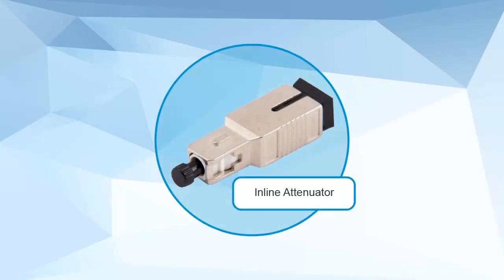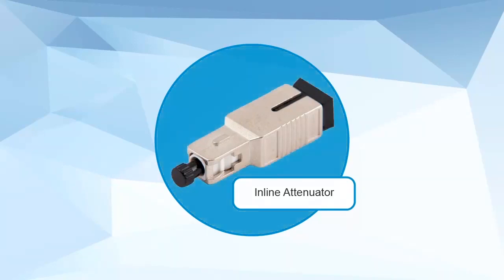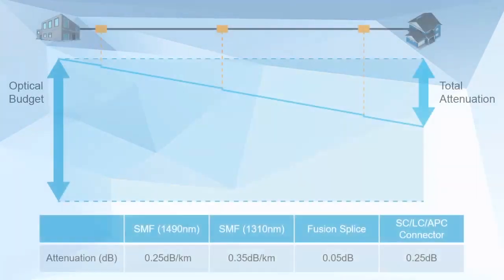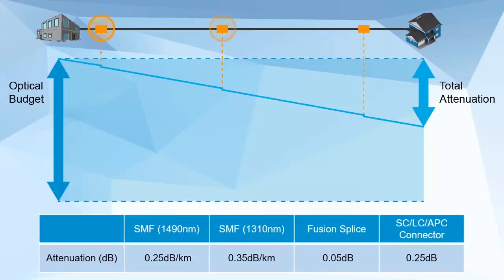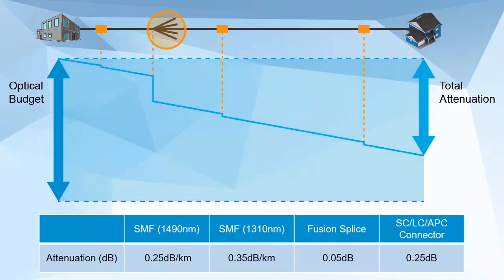If the distribution fiber does not have enough loss, for example, does not run through a splitter, then an inline attenuator may be needed to avoid damaging the optics and ensure the power is within the receiver limits. As connections and/or splices are added to a link, these add a loss per connection as shown. As most architectures incorporate passive splitters, these need to be added to the link loss.